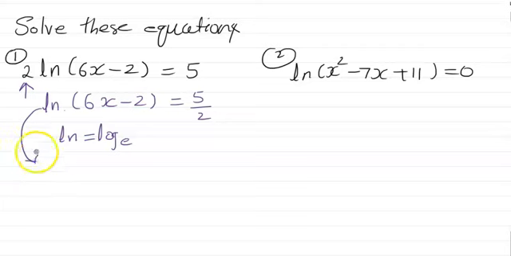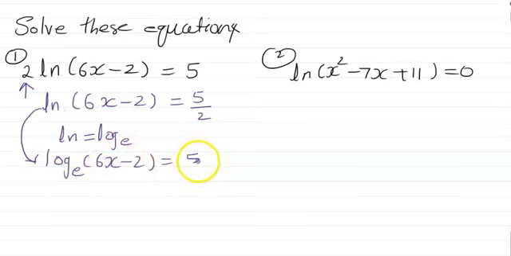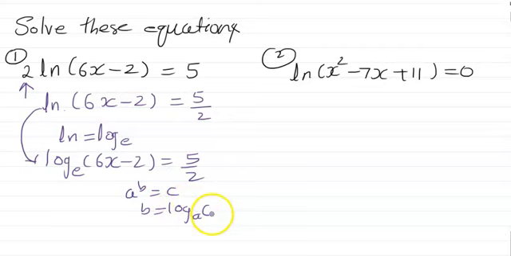So if you need to write this in log form, we can write log base e of (6x minus 2) equal to 5 by 2, right? And we know this rule: if a to the power b equal to c, then we can write b equal to log base a of c. We know this or we don't know? Okay, so similarly, if you need to go back, you are going to write a to the power b equal to c.